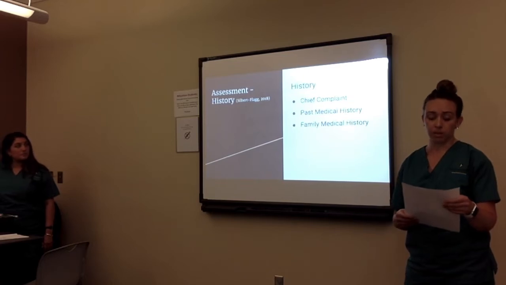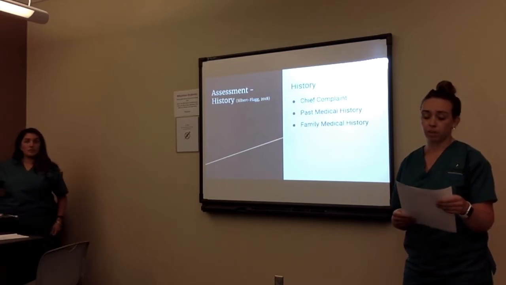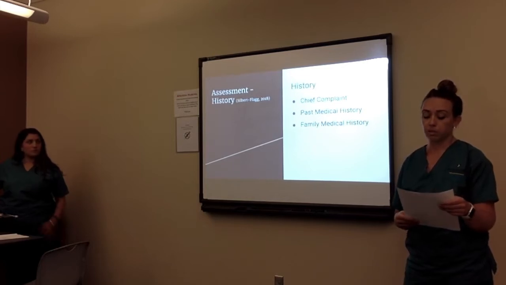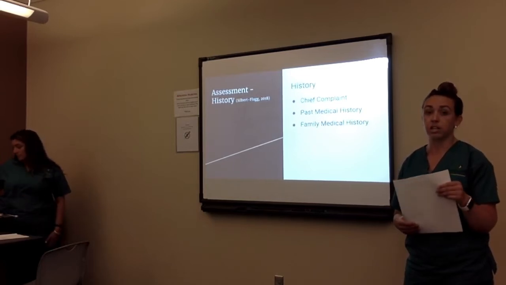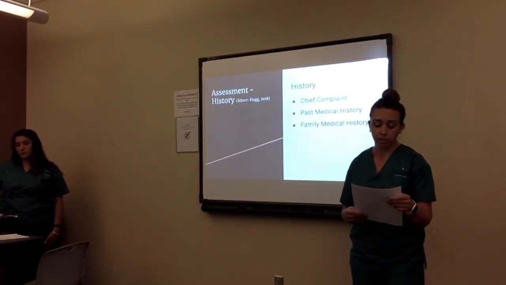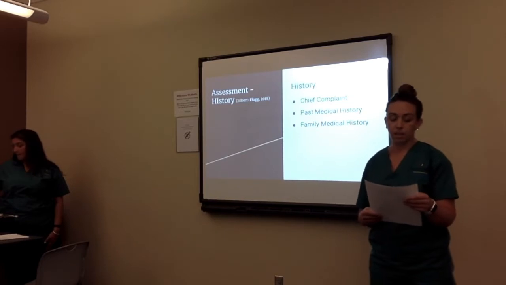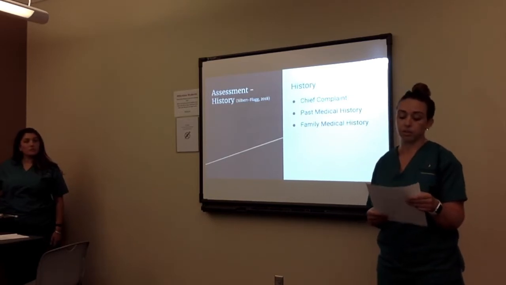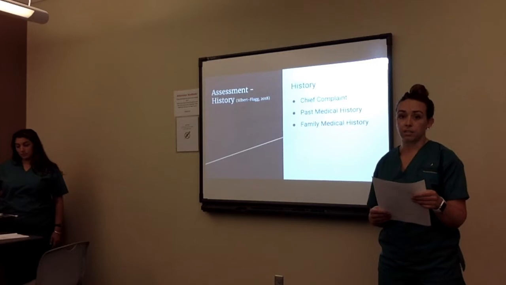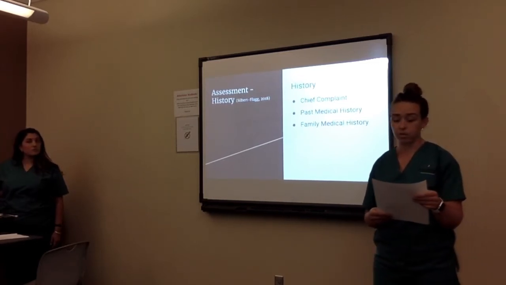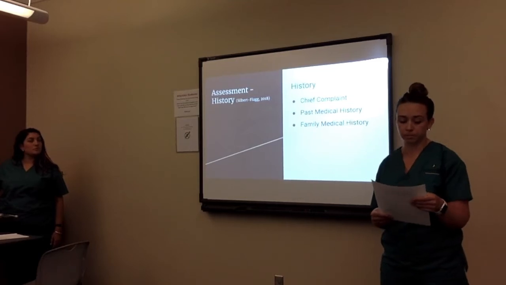Then we move to past medical history. We would want to find information about if mom had an infection during pregnancy, if there was a difficult birth, difficulty initiating respirations at birth, or any head injuries from a fall or injury. And then the last piece is the family medical history. So we want to ask if anyone in the family has had a history also of headaches, migraines, seizures, or other neurological problems. Next slide.